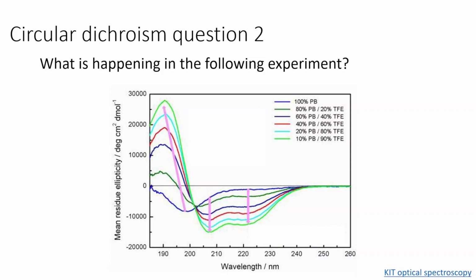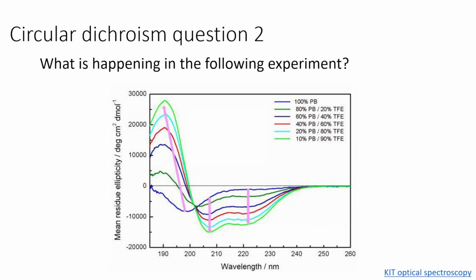All right, so who wants to tell me what is going on during this experiment? Where did we start and where did we finish? Okay, yeah, go ahead. We're seeing a random coil progressively turn into more and more alpha helices.